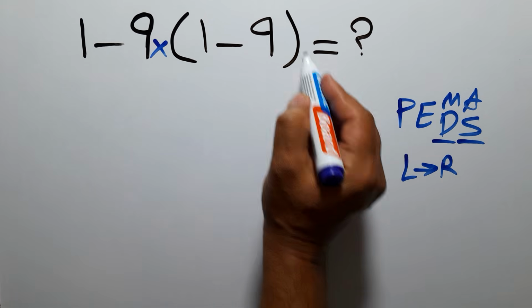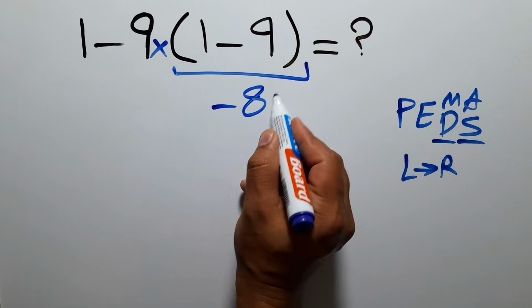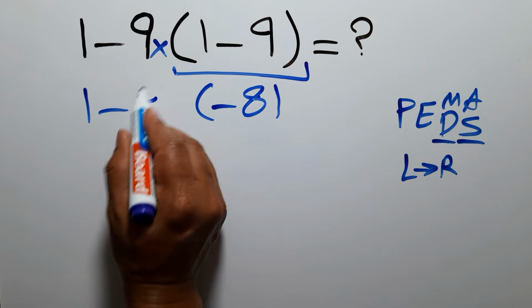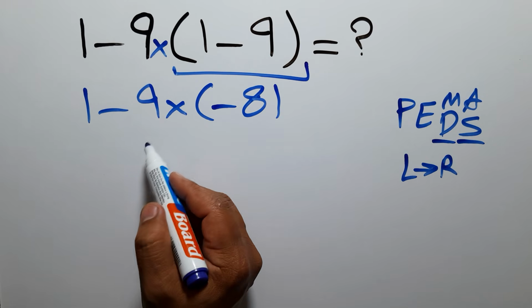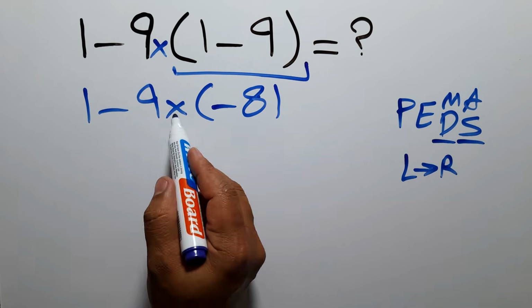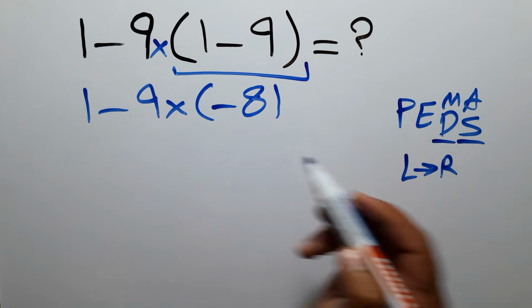So first we have to do this parentheses. Inside this parentheses we have 1 minus 9, which equals negative 8. So we have 1 minus 9 times negative 8. Now we have one subtraction and one multiplication. According to PEMDAS, multiplication has higher priority than subtraction because multiplication comes before subtraction.